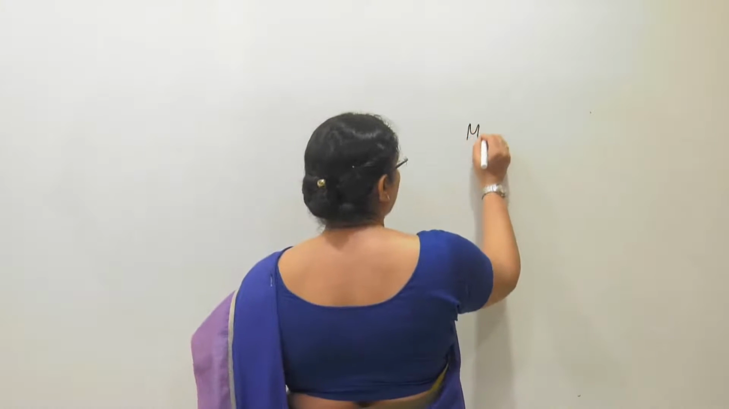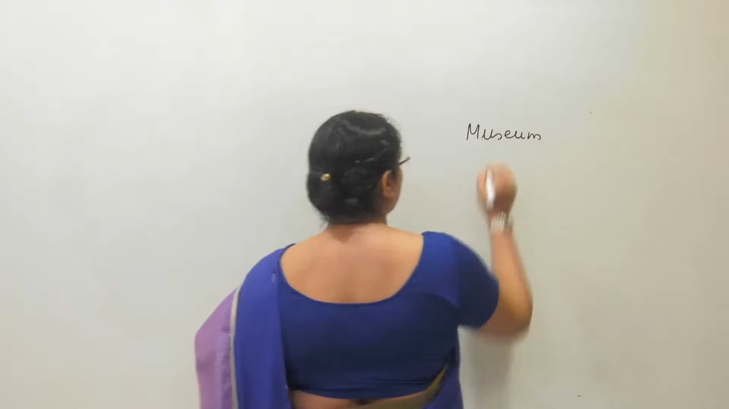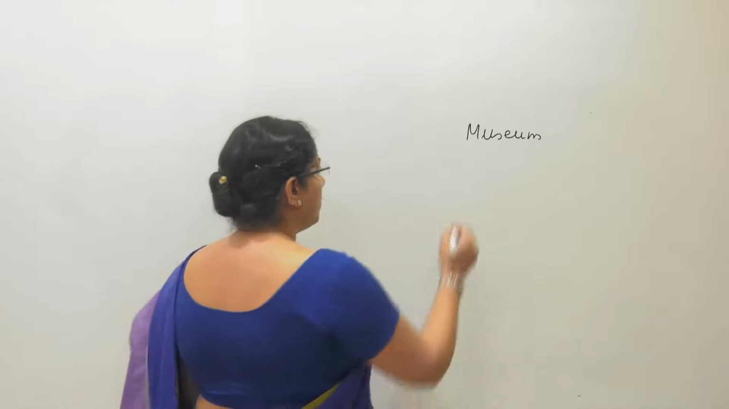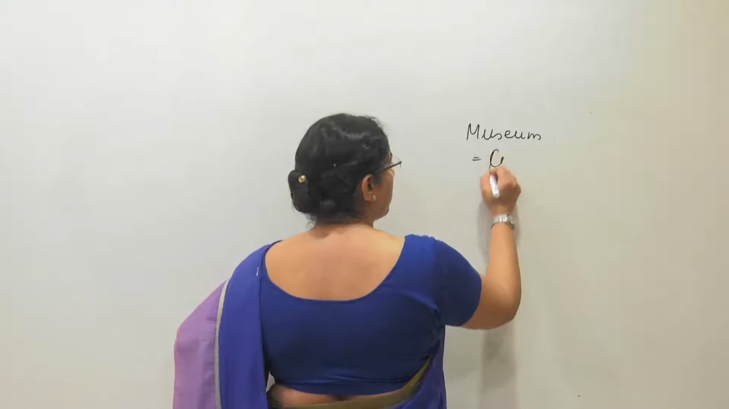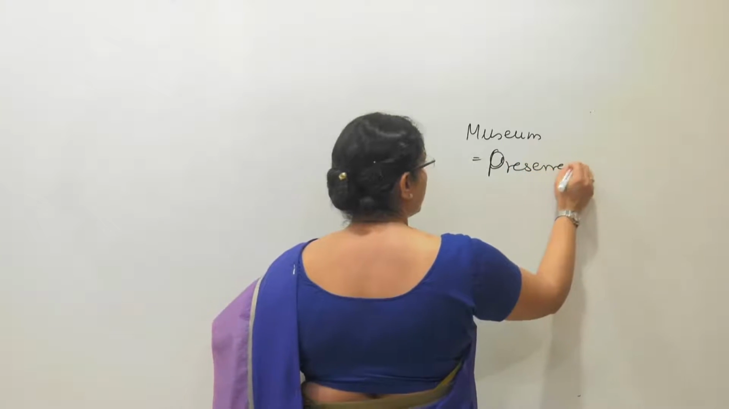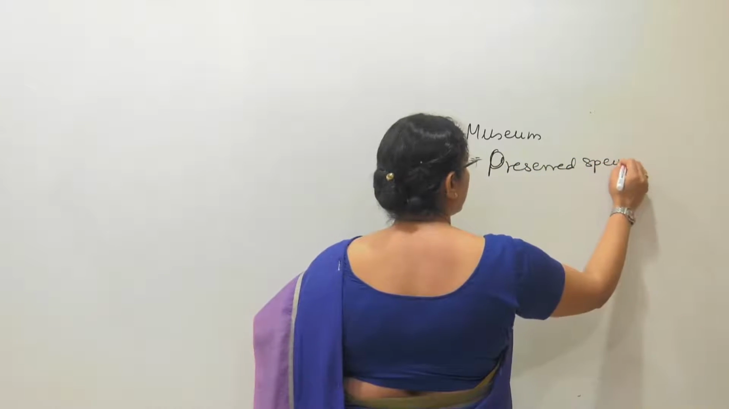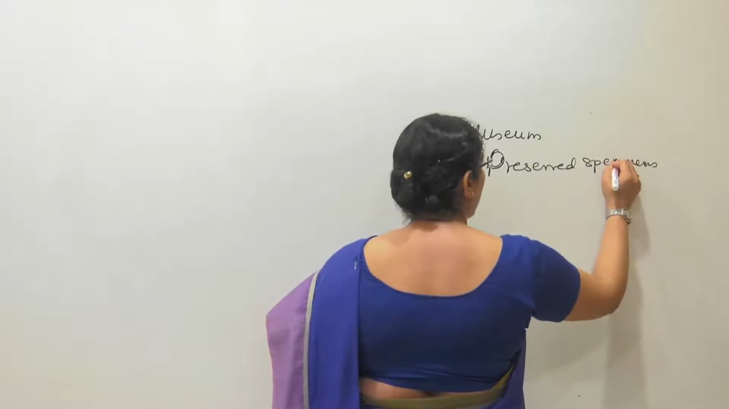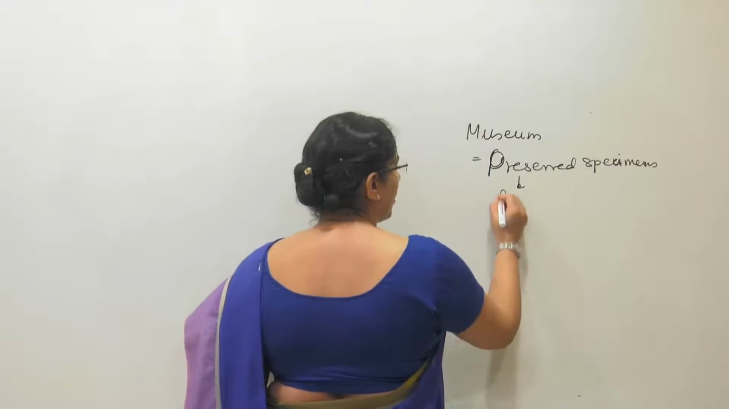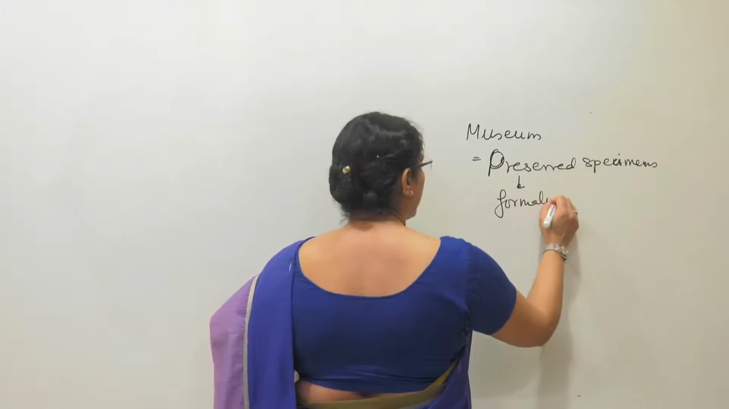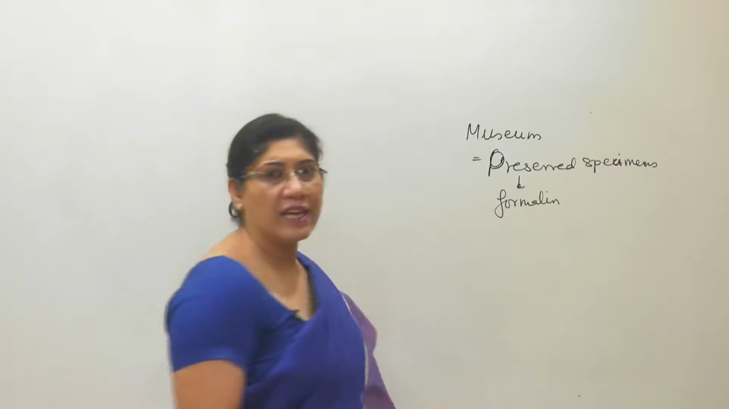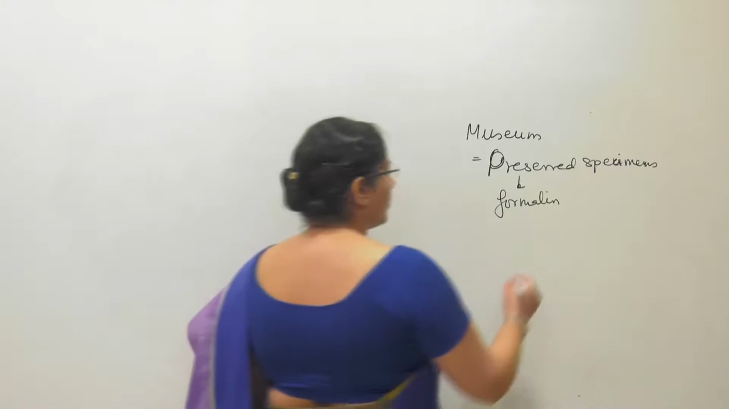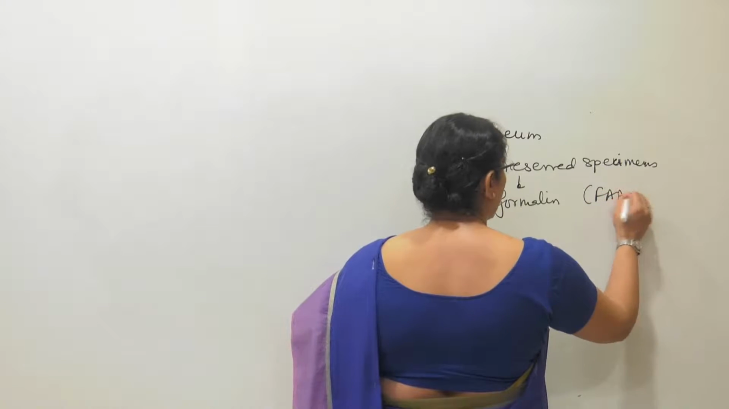The second taxonomical aid we can use is museum. In a museum, we have preserved specimens of both plants and animals, preserved usually using formalin. We can use acetic acid also, but usually formalin. This is usually called FAA solution.